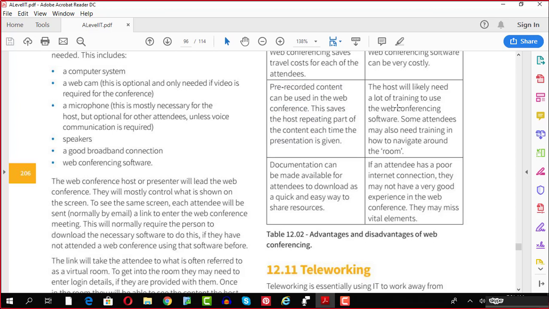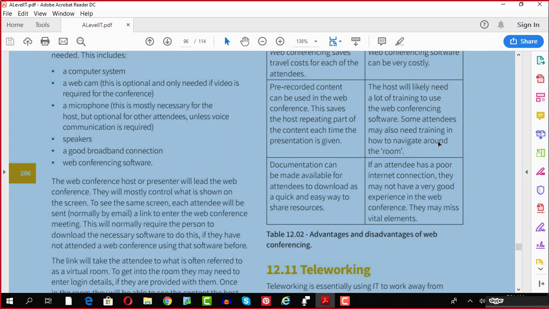The host will likely need a lot of training to use the web conferencing software. Some attendees may also need training in how to navigate around the room. Frankly, this point goes even for video conferencing. Even for professional video conferencing, you need to train those people who are not acquainted with the software. So it's not only for this, it can also go for video conferencing.